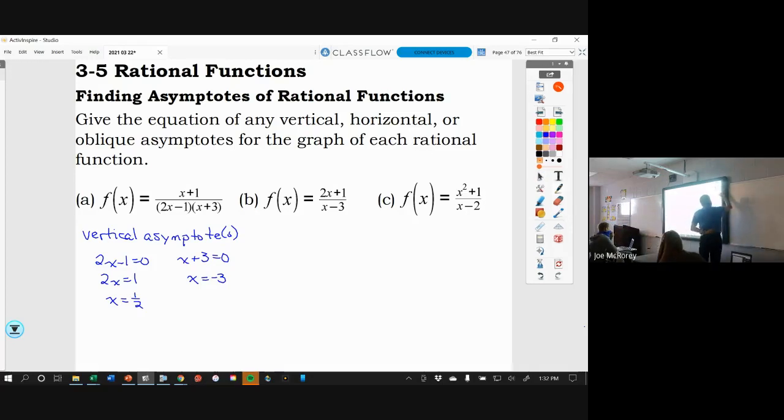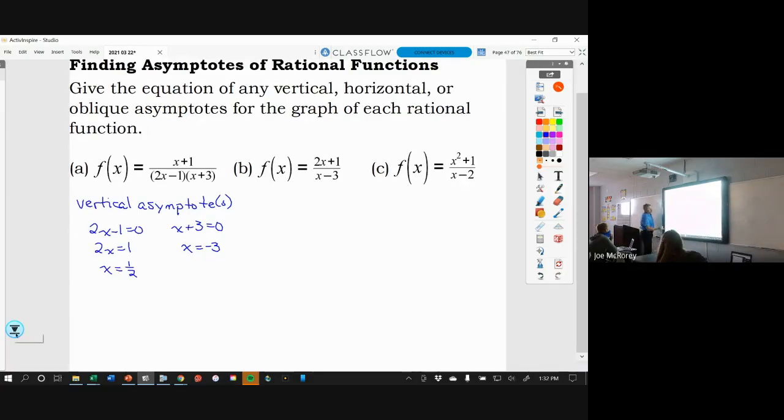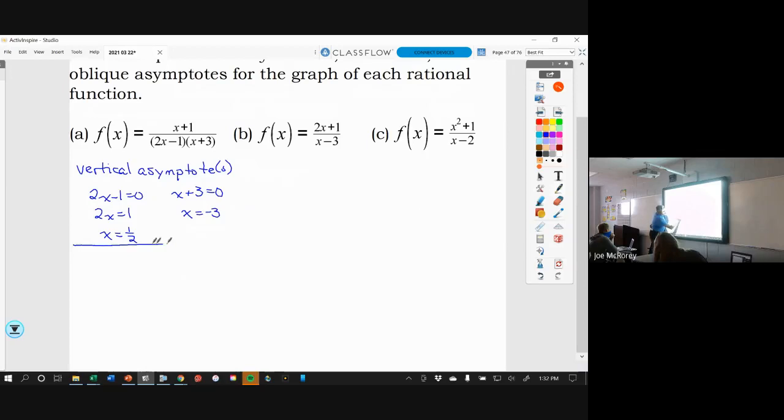Doesn't have a horizontal asymptote. That was a crooked line. I don't care. There's oblique.